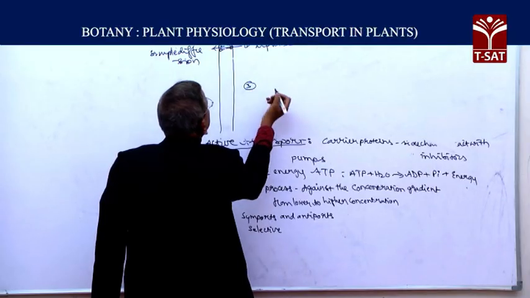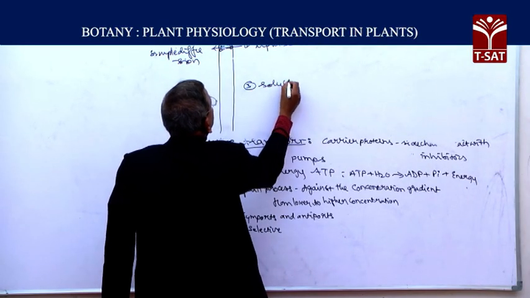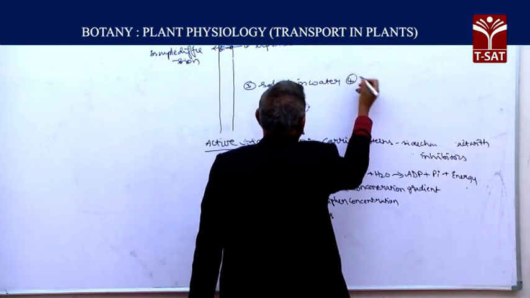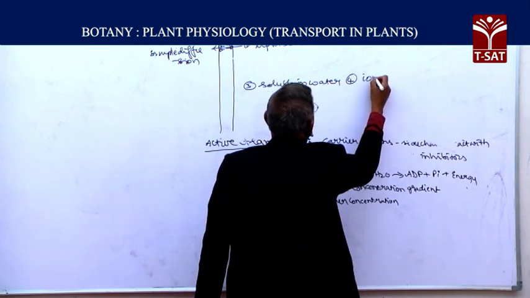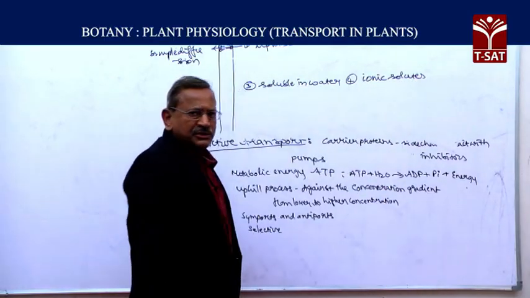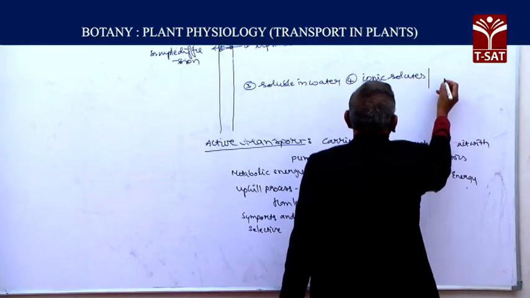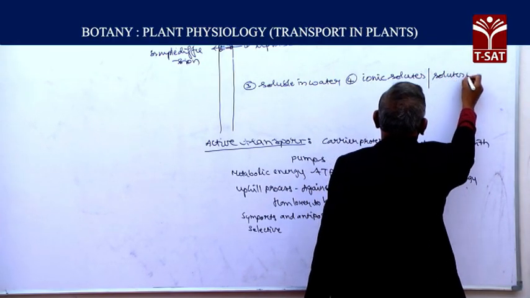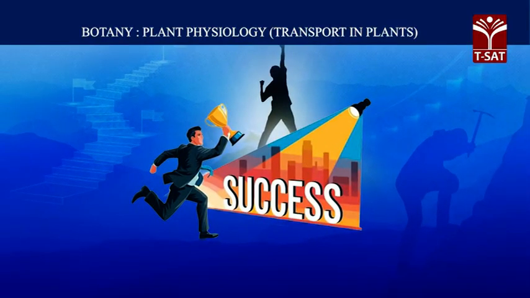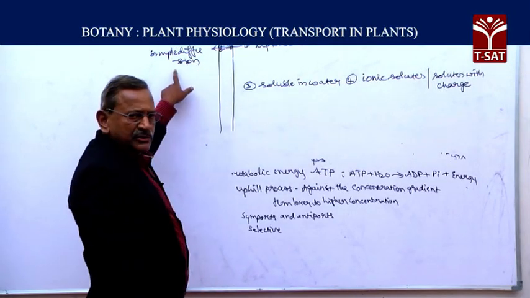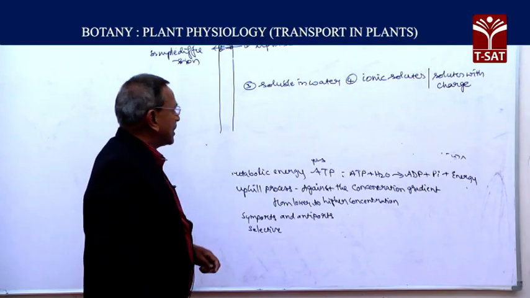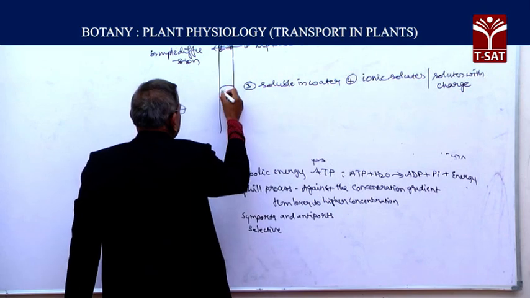Now let us consider solutes soluble in water, and also ionic solutes or solutes with charge. The third and fourth kind cannot diffuse across the membrane. So they require another means of transport. And what is the other means of transport?